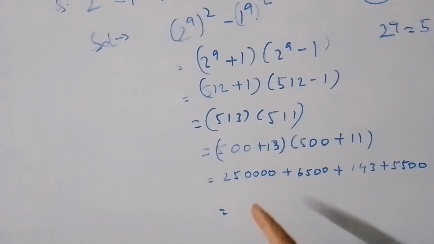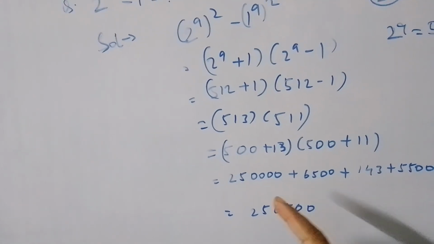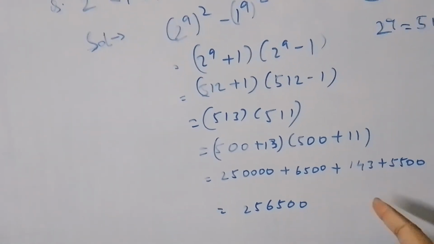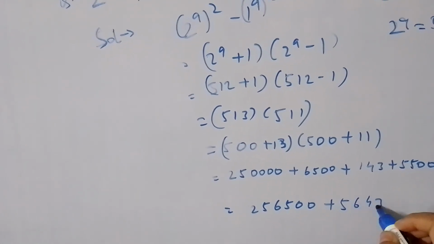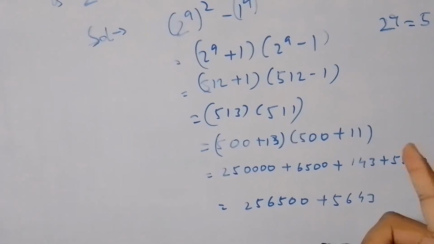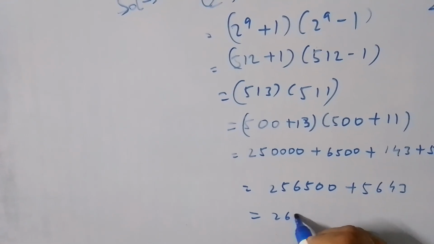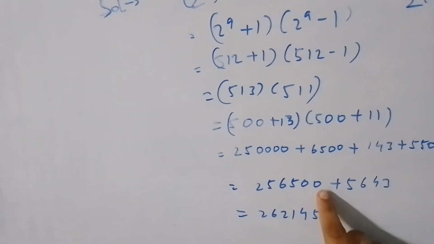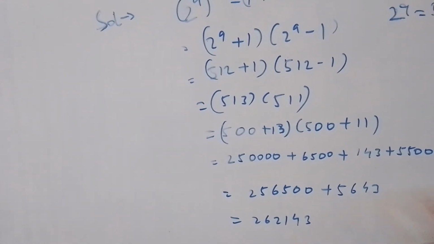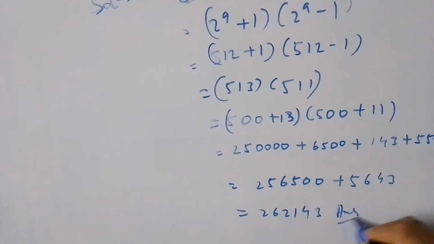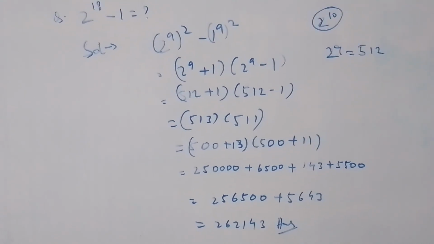Okay, now this with that, so 256500, this with this, and then this with that, so 5643. Okay, now the answer will be 262143. Sorry, yeah, so this is the answer for the first one. So this is how you're going to solve the Norway question.